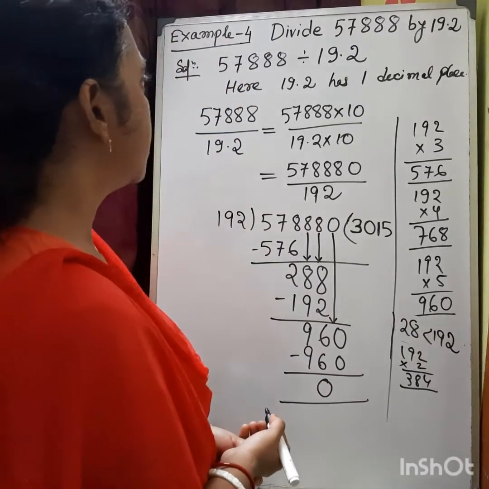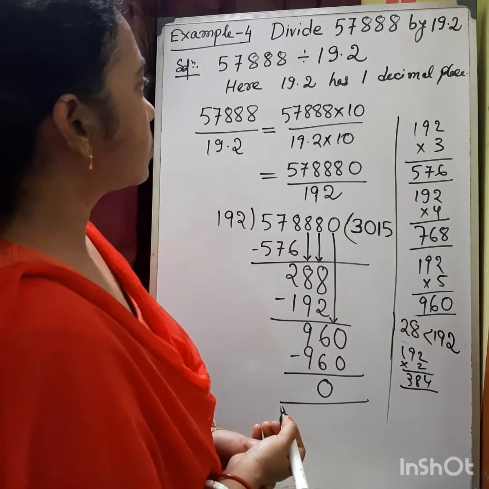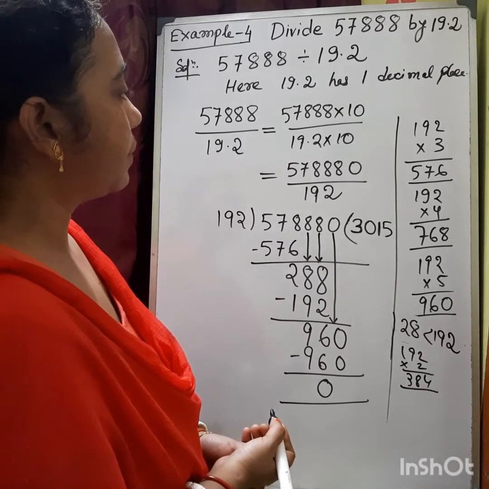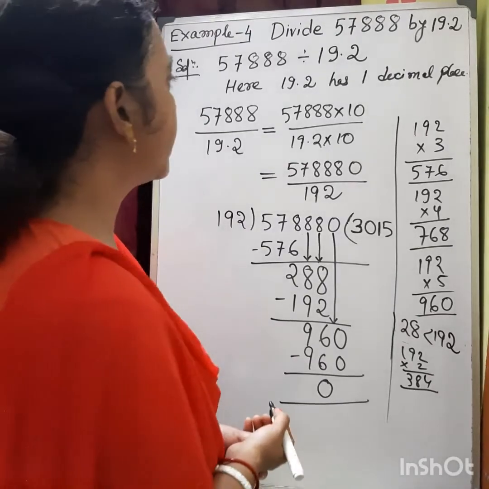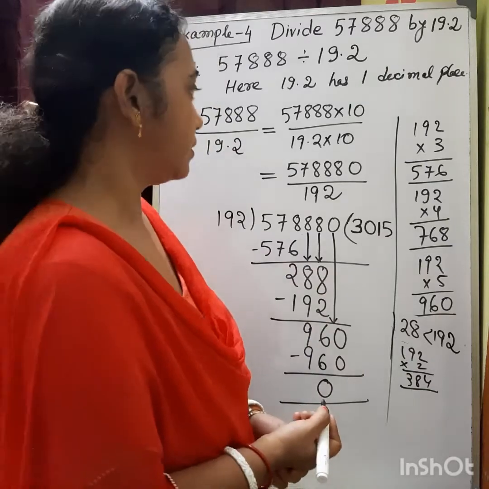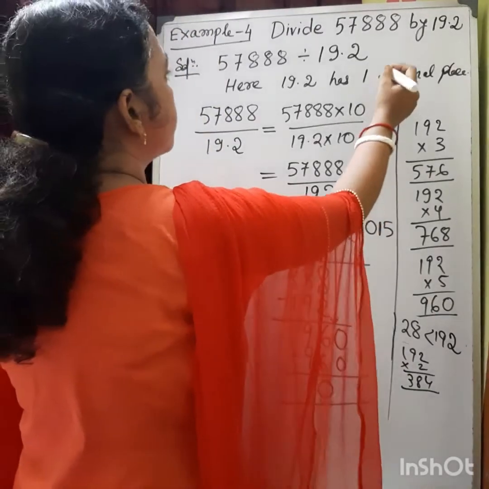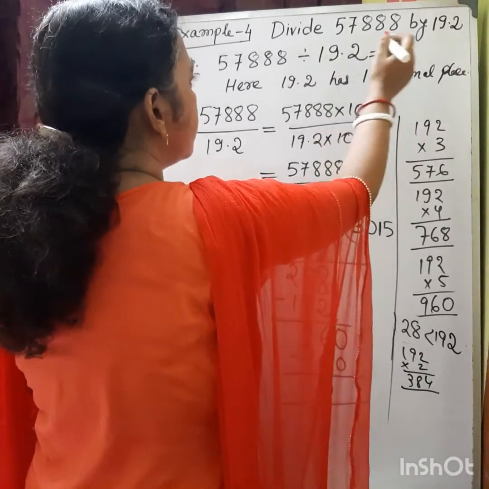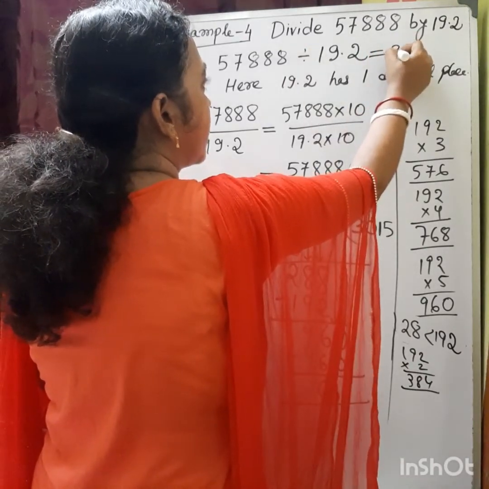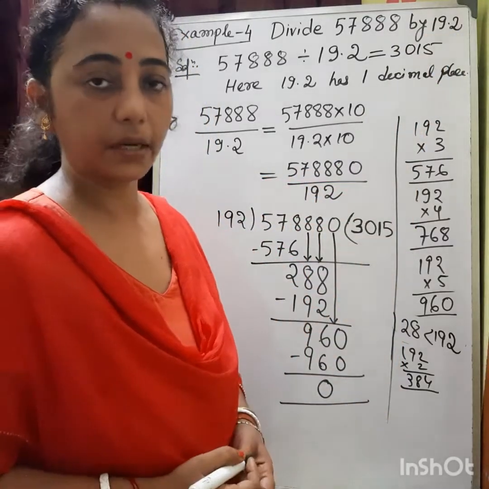That means when we divide 57,888 by 19.2, we get the quotient as 3015. So we write that the result of this division, the quotient, is 3015, which is the required result.